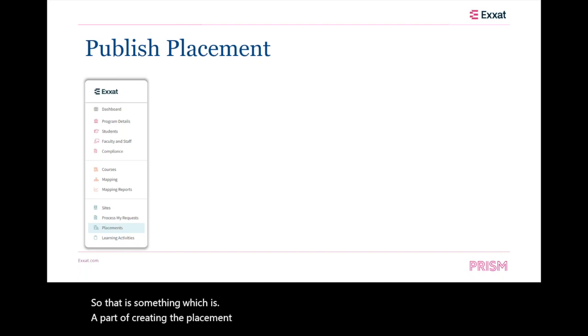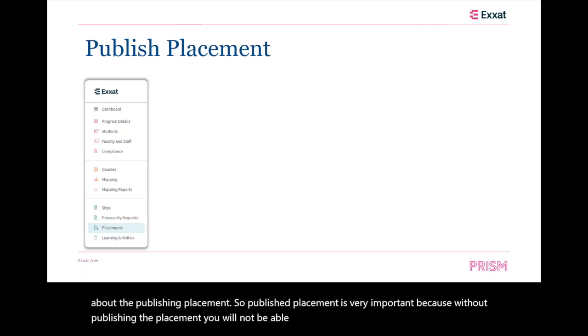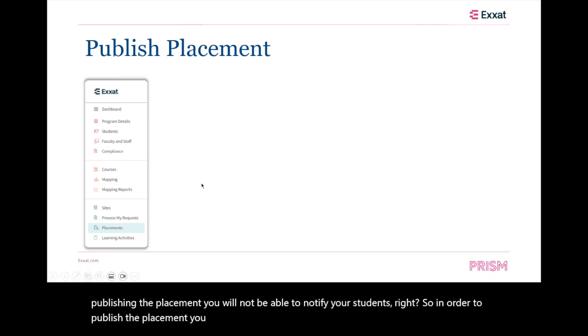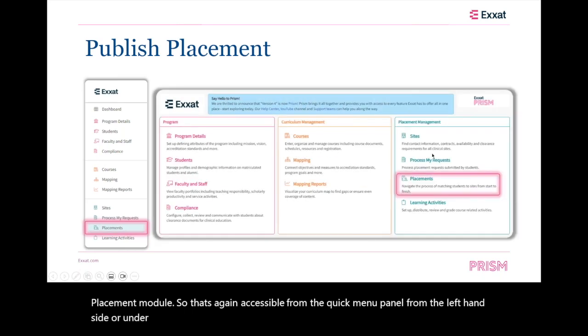But what comes in now is more about publishing the placement. Publishing the placement is very important because without publishing it, you will not be able to notify your students. To publish the placement, you can access the publish email and publish functionality under the placement module. That's accessible from the quick menu panel on the left-hand side or under the placement management card placement tile on the main screen.